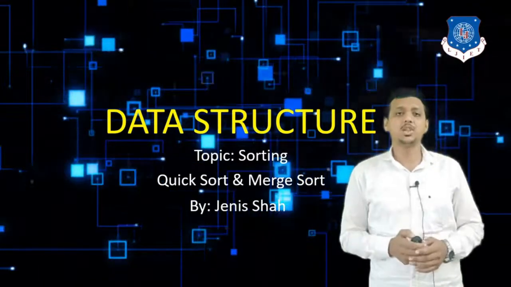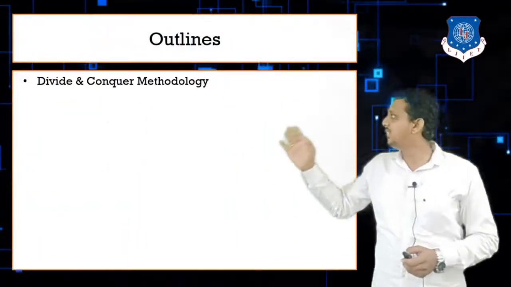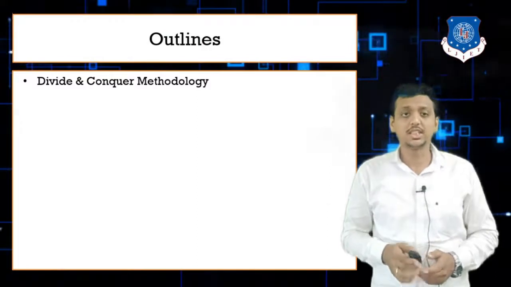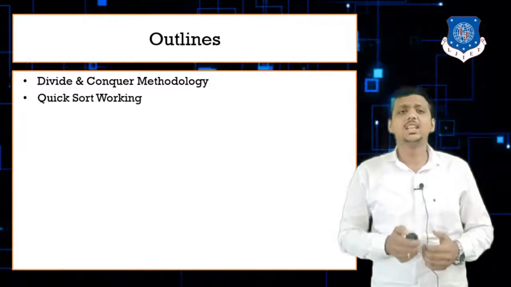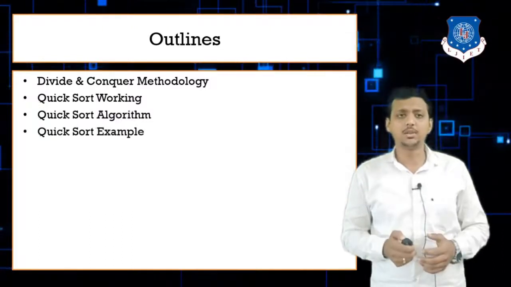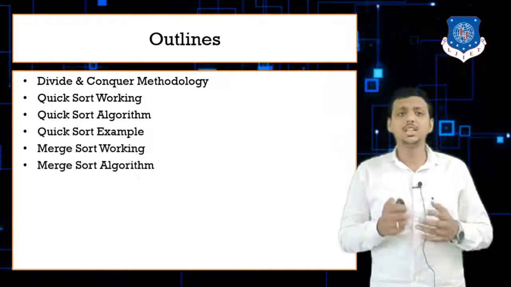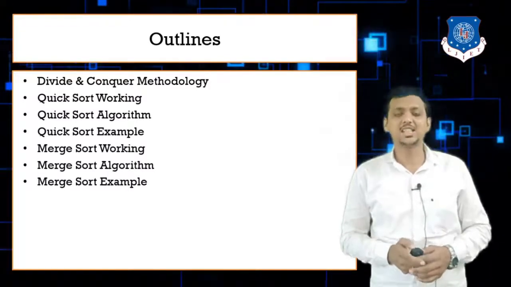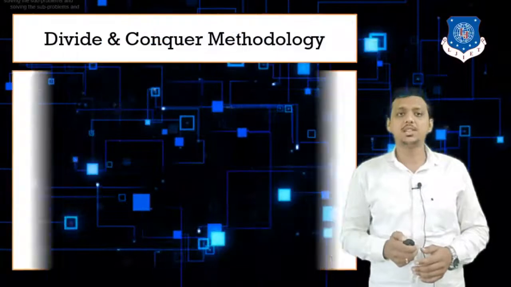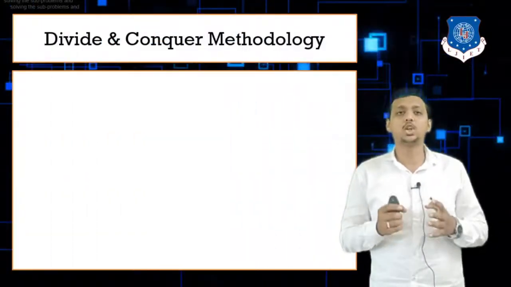So let's begin with today's outline. Students, today first we are going to see about the divide and conquer methodology. Then we'll see the quick sort working method, then quick sort algorithm, quick sort example, then merge sort working, its algorithm and example. So let's begin with the first terminology that is known as divide and conquer methodology.